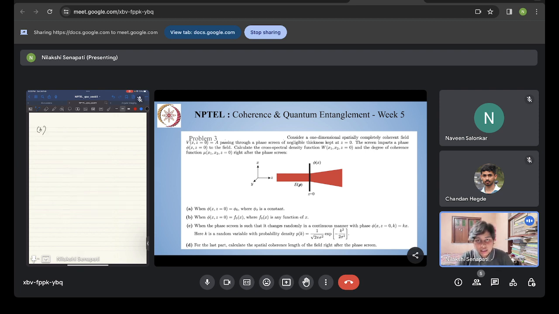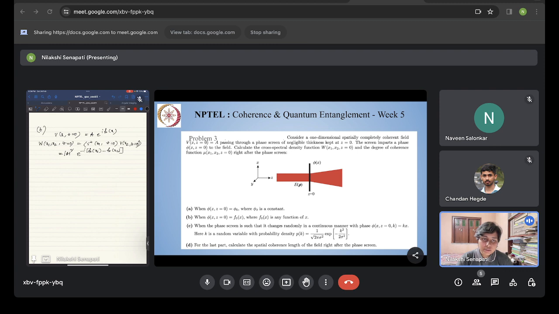Now for case B, we have V(x, z=0) = a e^(iφ0 x). So W(x1, x2, z=0) = V*(x1, z=0) V(x2, z=0) = a² e^(-iφ0 x1 - φ0 x2).